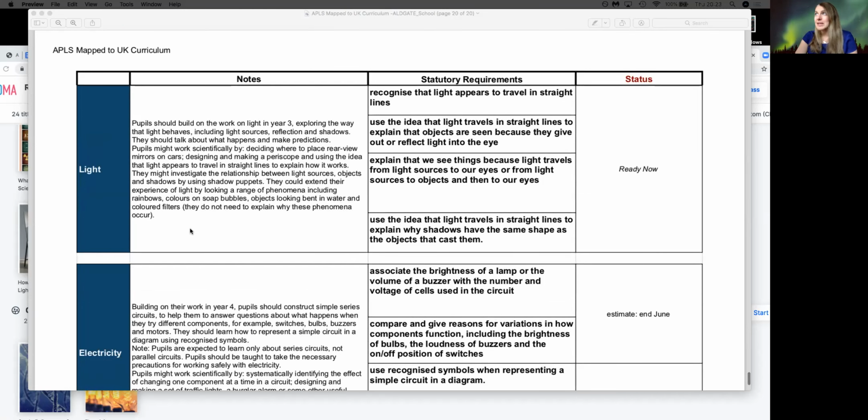So we'll also be looking at light, which is really exploring how light behaves, where the light sources are, how to make predictions, how to do experiments. And we also obviously linked this up with apples, which I'll show you in another video, but we'll concentrate on NODMA for this. And so you can see the statutory requirements there and how they link to the topic.